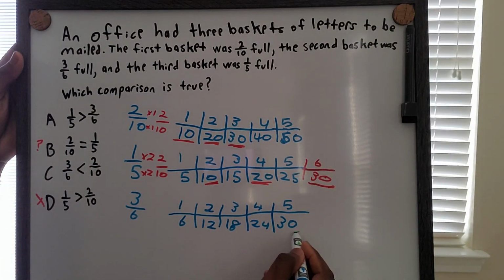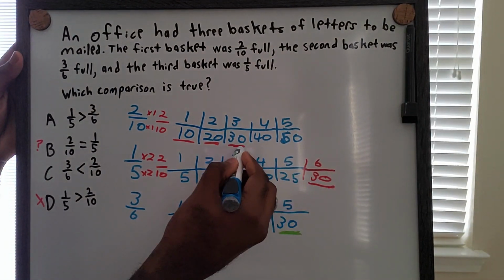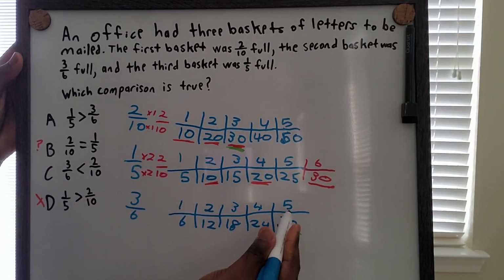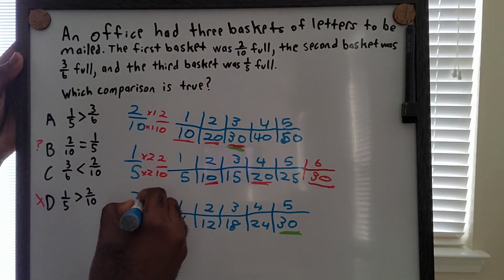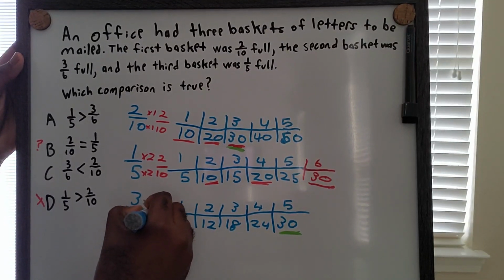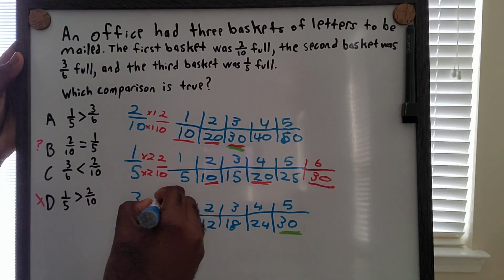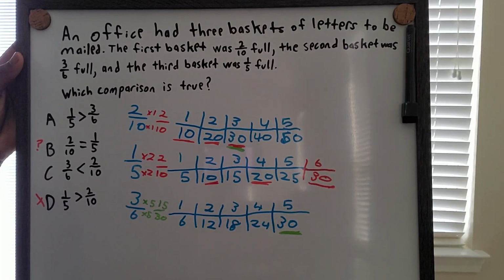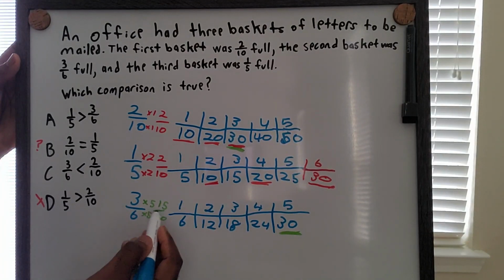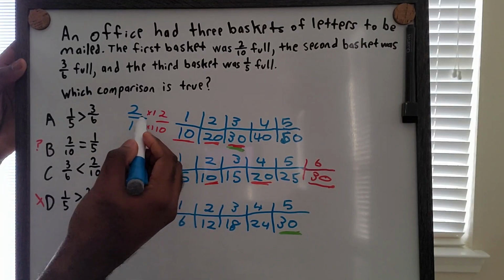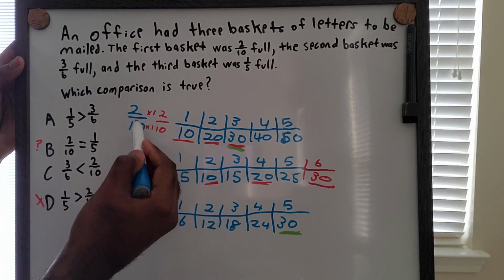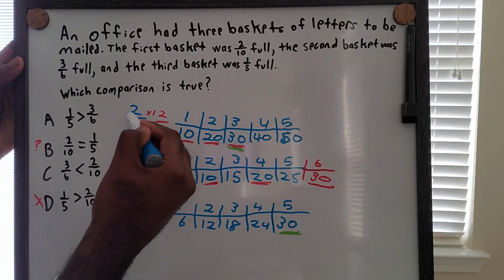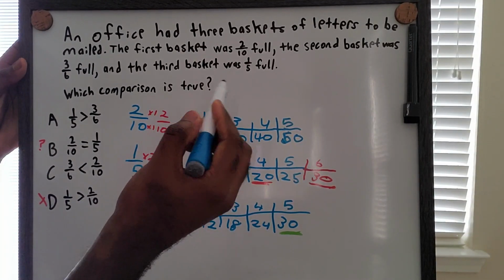So once again, I'm going to use a different color. I see that the 30s match. So right here, the 5th multiple, I would multiply times 5 on both sides. That'll give me 15/30. So 3/6 equals 15/30. Okay, now let's see 2/10. If it's 30, I need to multiply both sides times 3.